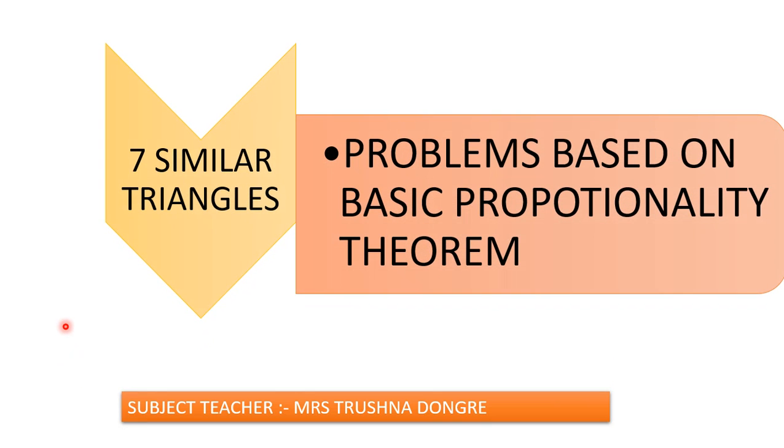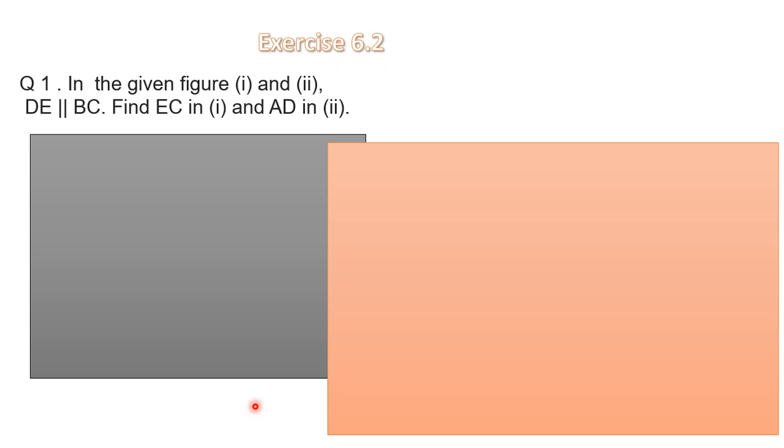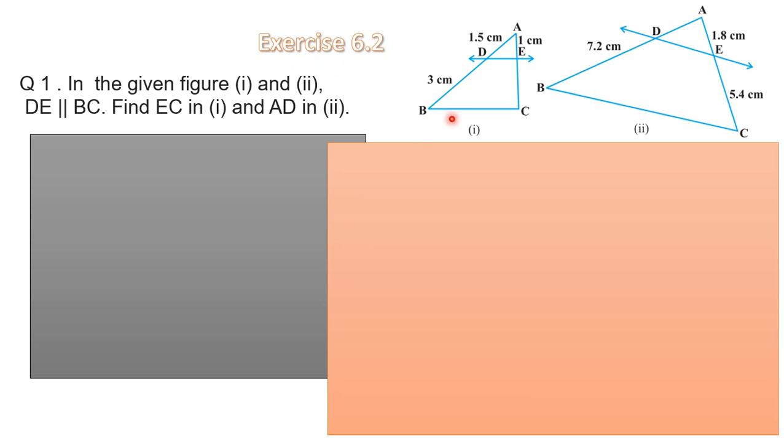Now we'll do problems based on the basic proportionality theorem, chapter number 6, triangles. So let's start exercise 6.2. Question number 1 is, in the given figure 1 and figure 2, DE is parallel to BC in both the figures. We have to find EC in the first figure and AD in the second figure.